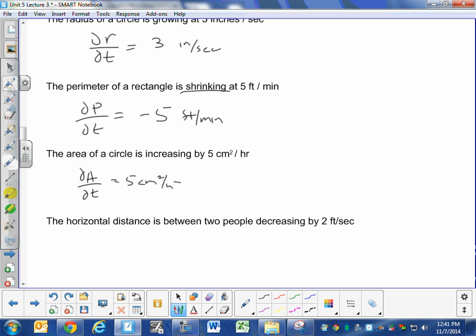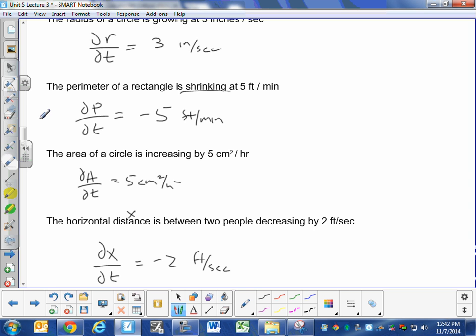And horizontal distance. If I thought about a horizontal distance between two things, what variable should I use? Should I use like d, or should I use h, or something else? X. We should use x with a horizontal distance if we think about a two-dimensional coordinate plane. So the horizontal distance is changing at a rate of -2 feet per second since it's decreasing. Okay?